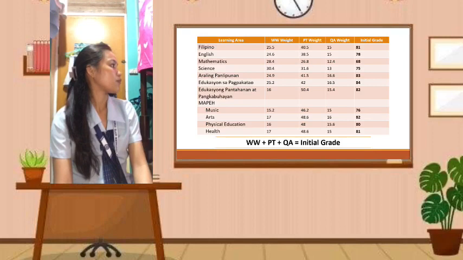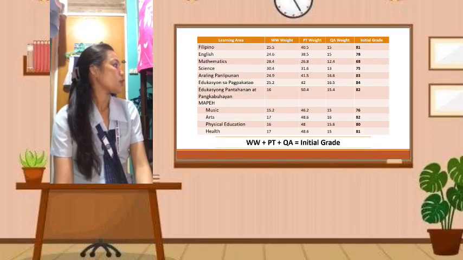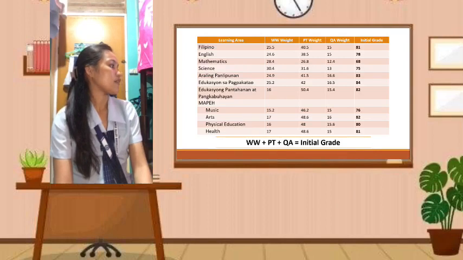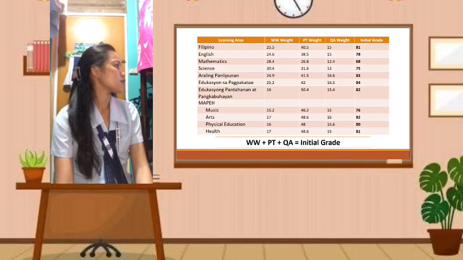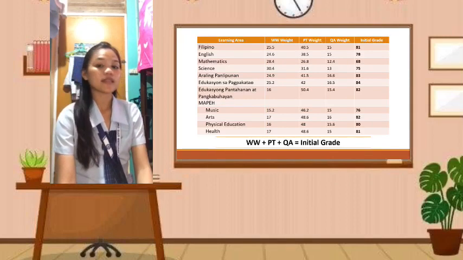16 plus 50.4 plus 15.4 is equivalent to 82. 15.2 plus 46.2 plus 15 equals 76. 17 plus 48.6 plus 16 is equivalent to 82. 16 plus 48 plus 15.6 is equivalent to 80. And 17 plus 48.6 plus 15 is equivalent to 81.